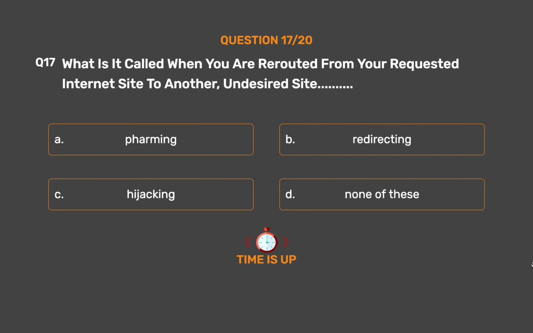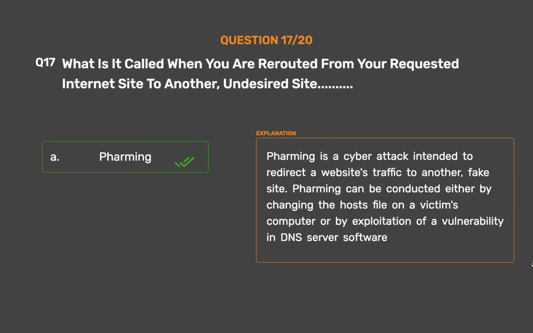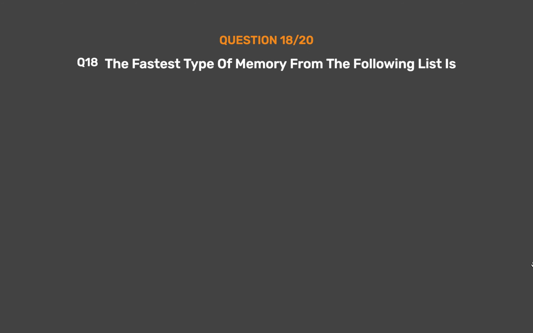The correct answer is option A, farming. Farming is a cyber attack intended to redirect a website's traffic to another, fake site. Farming can be conducted either by changing the host's file on a victim's computer or by exploitation of a vulnerability in DNS server software.